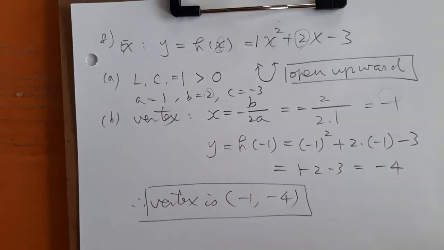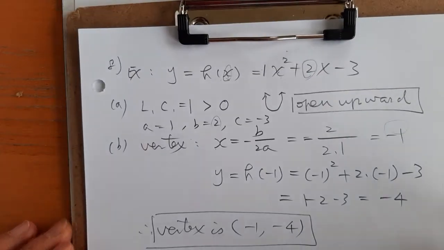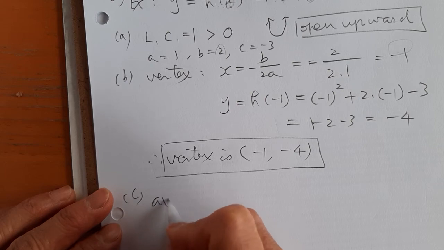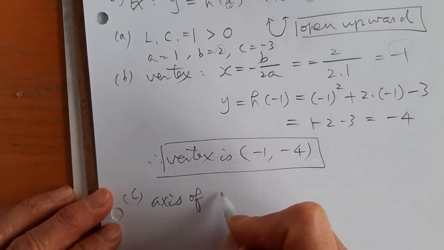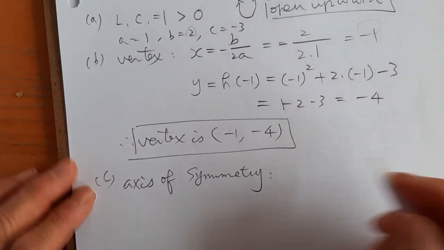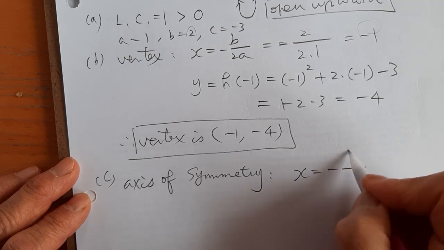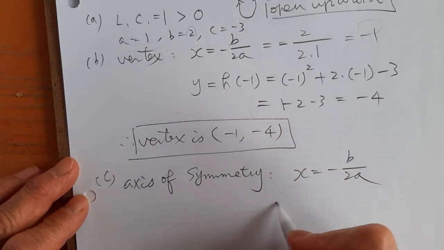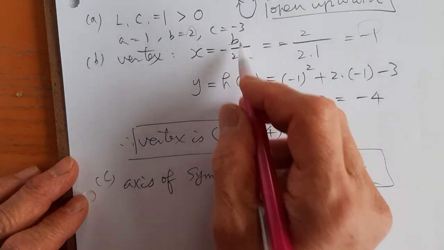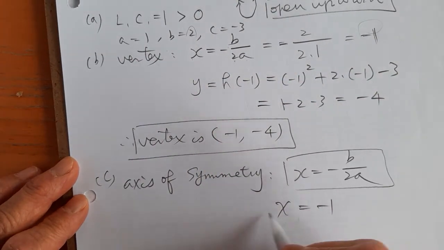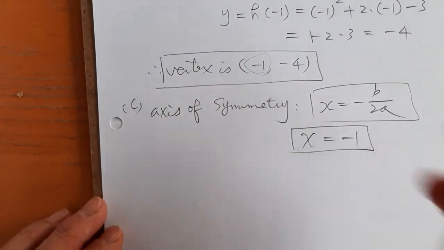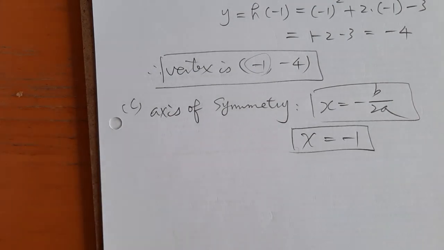This is the vertex. Then C, axis of symmetry. The axis of symmetry is x equals negative b over 2a. That's the formula. For this one, negative b over 2a is negative 1, so the axis of symmetry is x equals negative 1. It's the same as the x-coordinate of the vertex.